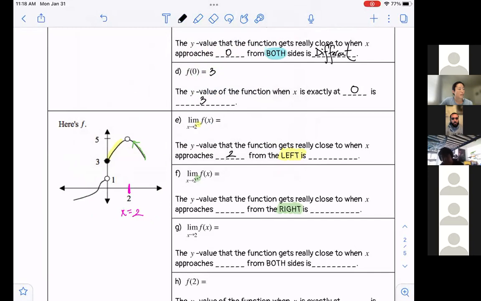Take a moment, and in the chat, but don't hit send yet, I'd like you to type same or different, okay? Same would mean I think that the limit from both sides is going to be the same. And different would mean, I think when we come from the left, we get to this value, but if we come from the right, we get to a different value. So same means we're going to get to the same y value, like the answers for part E and F would be the same. Different means that the answers for E and F would be different values. We would have different numbers, okay? So go ahead and type in same or different.